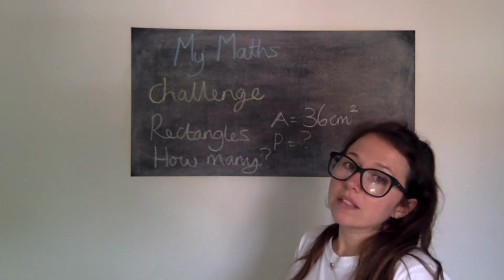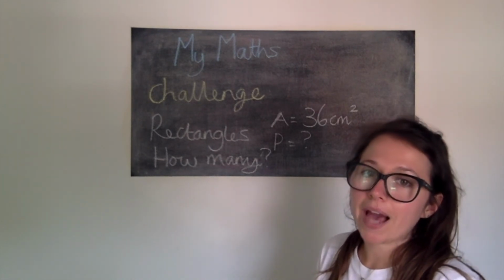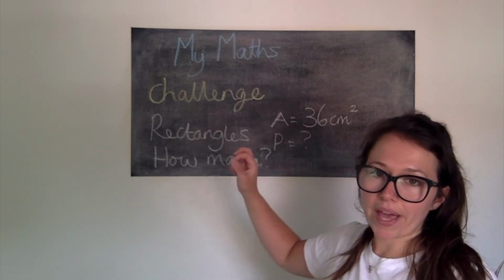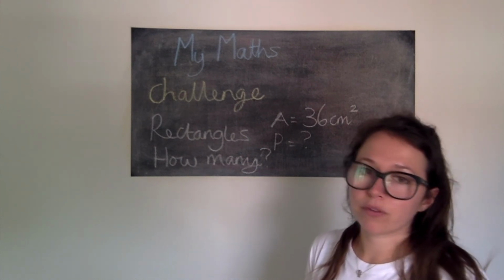Your challenge as well today is I would like you to draw as many different rectangular shapes as you can that all have the area of 36 centimetres squared. So how many possibilities can you find? And then also can you find their perimeters?